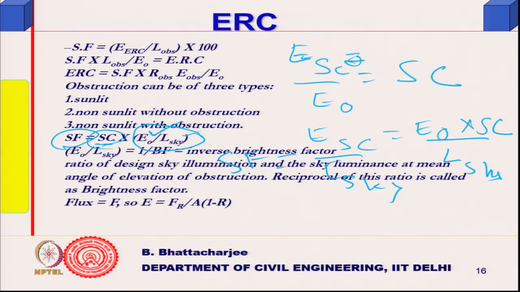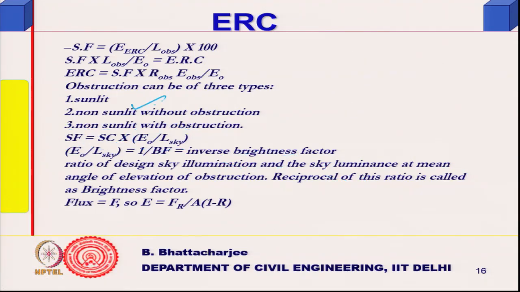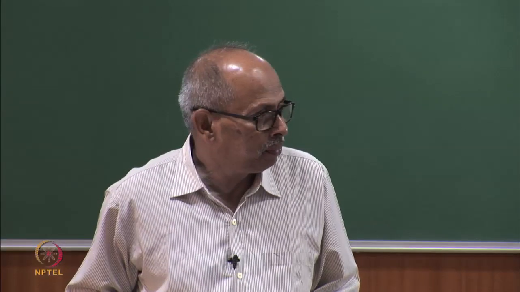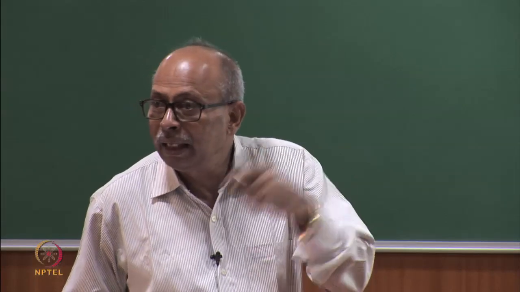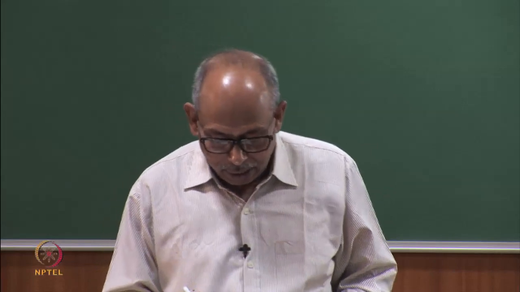First of all, as I said, the brightness of the obstruction matters, and for that purpose 3 types of obstruction have been classified. One is sunlit, where direct sunlight is reaching onto the obstruction, that is the building next.